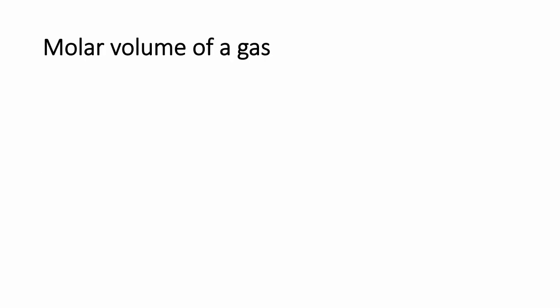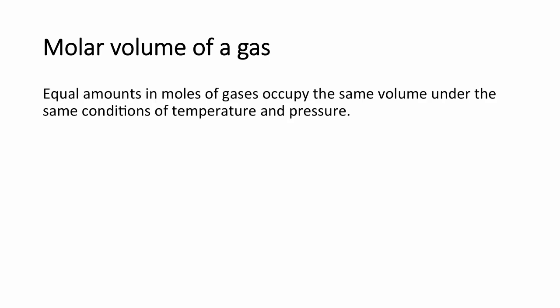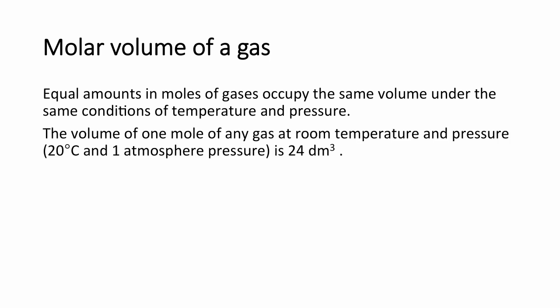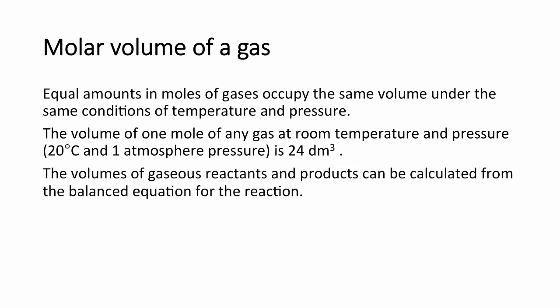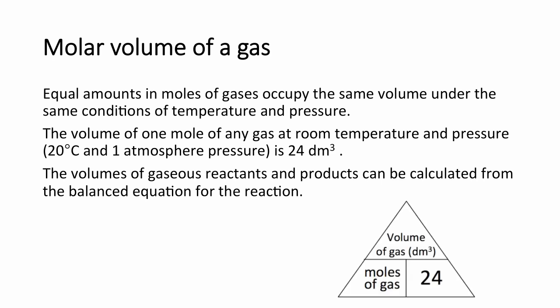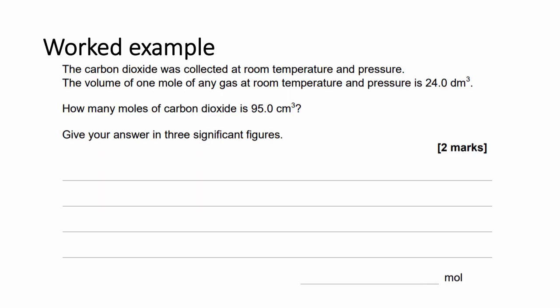The last thing in this topic is molar volume of a gas, and that is equal amounts in moles of gas occupy the same volume under the same conditions of temperature and pressure. Now the volume of 1 mole at room temperature and 1 atmospheric pressure is 24 litres, and we can use this to find volumes of gases of reactants and products from balanced equations using the following formula triangle. So a mole of gas is equal to 24 dm cubed at room temperature and pressure. And lastly, I've got another worked example for you.